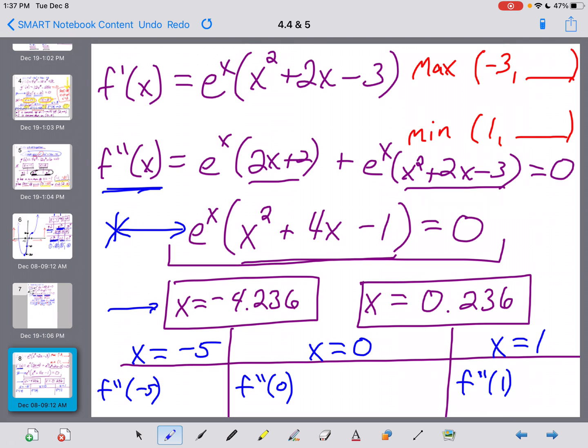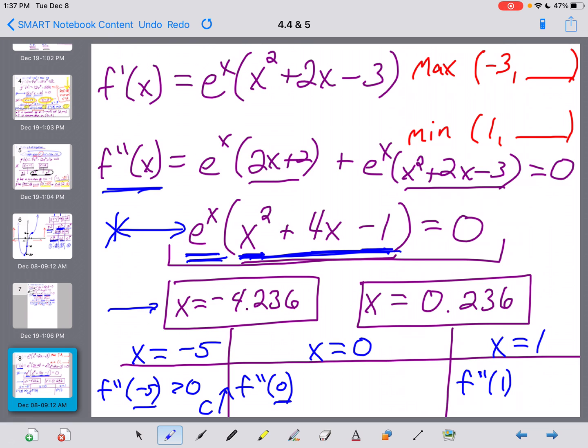So let's think about this. We know that e to any power, even negative 5, is going to end up being positive. The question is, what about this trinomial? Negative 5 squared is 25. Minus 20, that's a 5, minus 1 is 4. That trinomial is positive. So a positive times a positive is positive. That tells us that our curve is concave up right at the very beginning here.